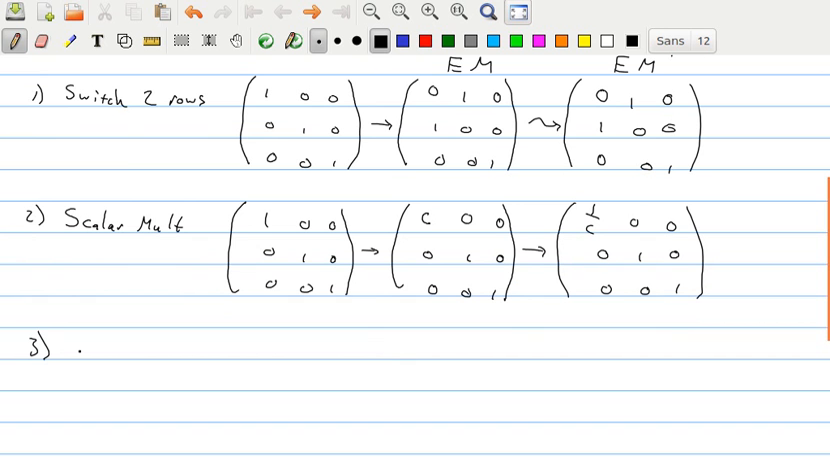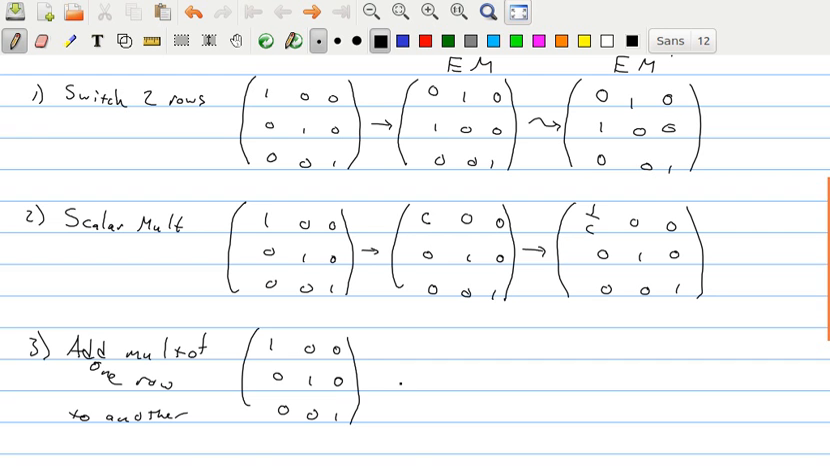And finally, the last thing we can do is add a multiple of one row to another. So let's say we take the identity matrix, 1, 0, 0, 0, 1, 0, 0, 0, 1, and let's add C times the first row to the second row. So the first row stays unchanged. We're adding C times the first row to the second row, which makes this C, 1, 0, 0, 0, 1.